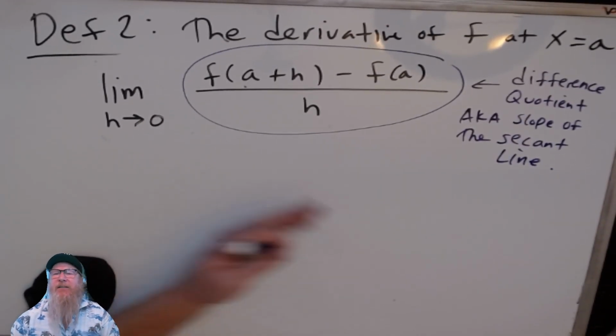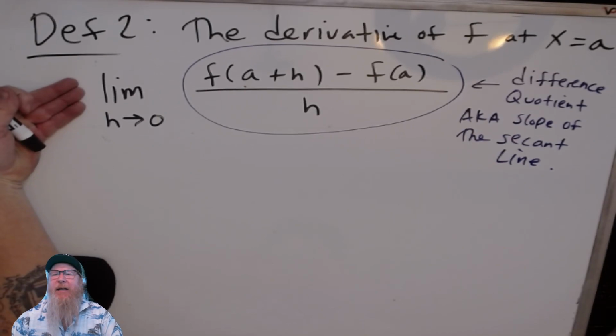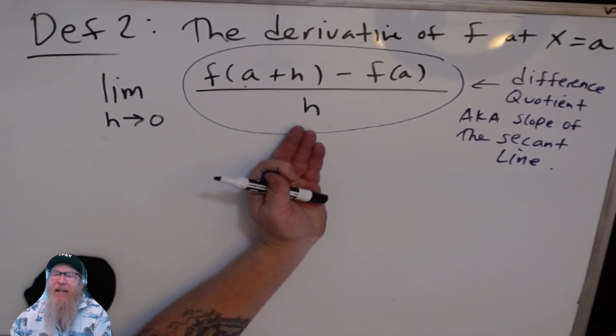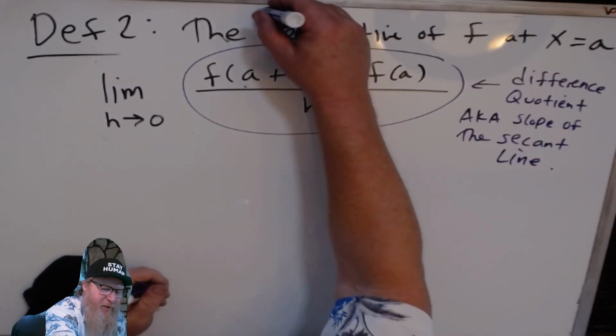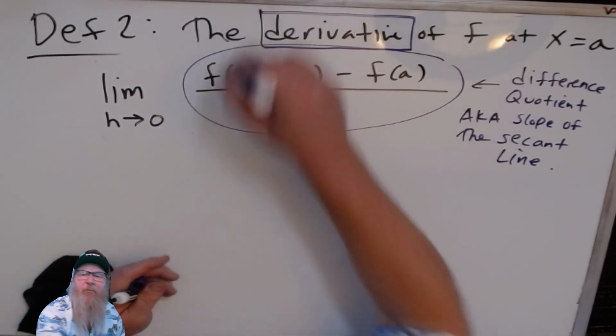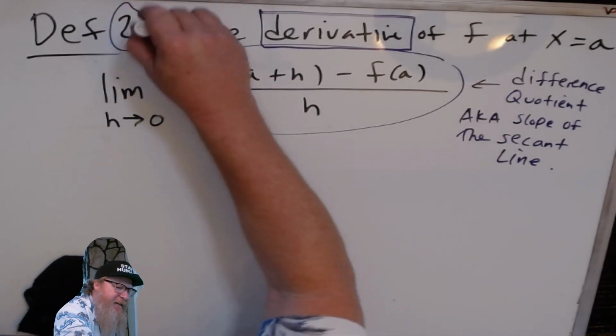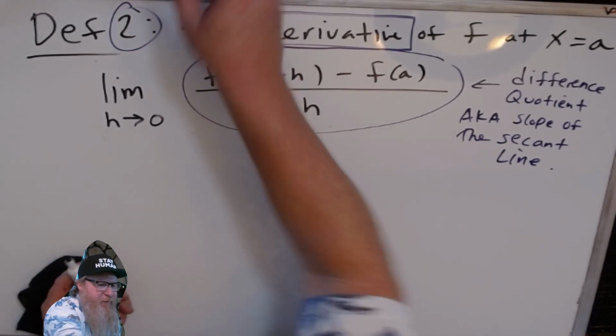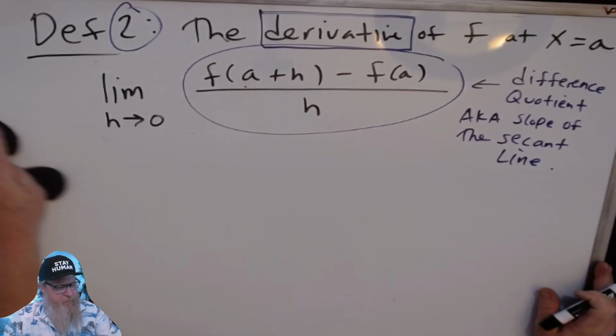And so what we do is we take the limit of the slope of the secant line, and that is another interpretation of what the derivative is. That is our second definition of the derivative.